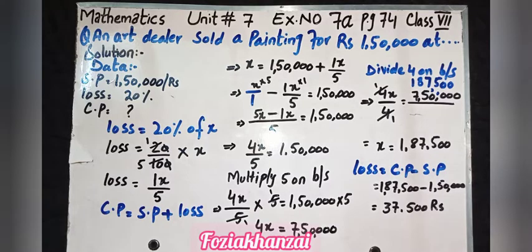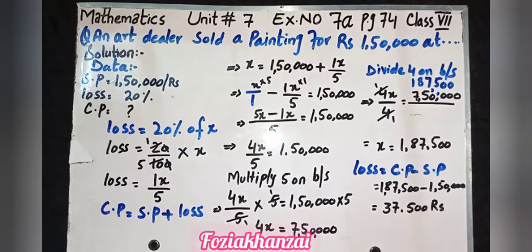In the previous video, I explained cost price, selling price, and profit percent. Now in this video, we will start exercise 7A, unit number 7, question number 1. The question is: an art dealer sold a painting for rupees 1,50,000 at a loss of 20%. How much did he buy the painting for?